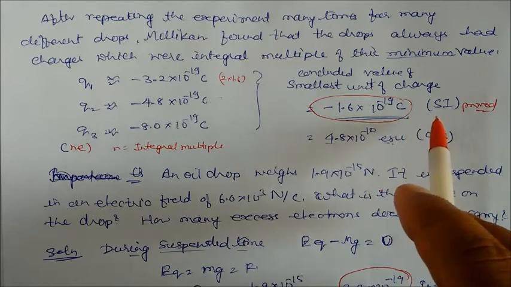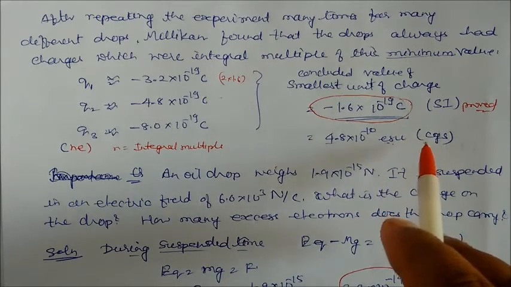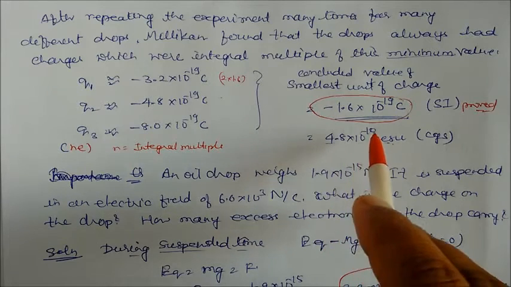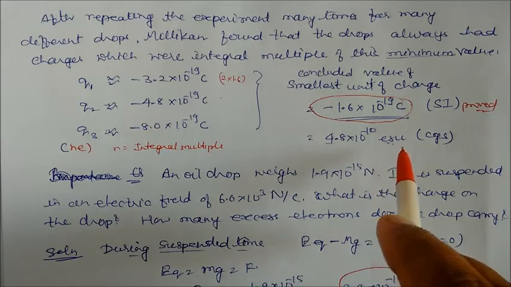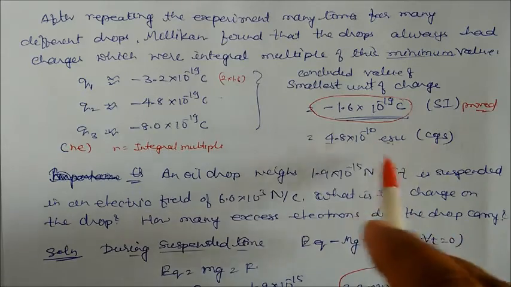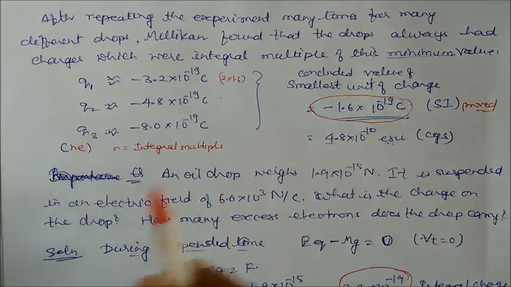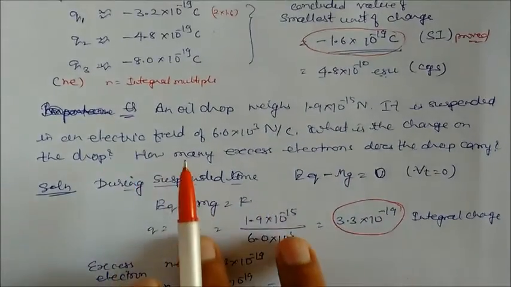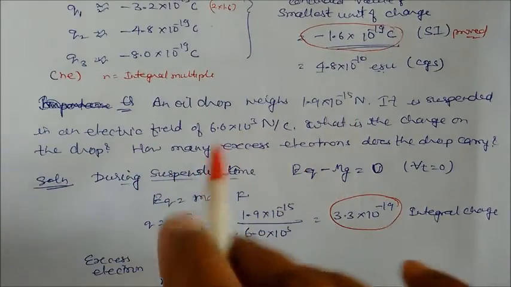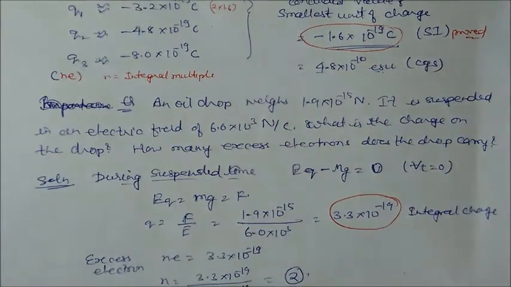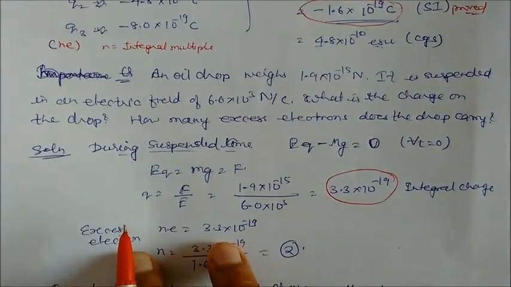This is in terms of SI units. In terms of CGS, we can say that this is 4.8 into 10 power minus 10 electrostatic units. So this is in terms of CGS, and this is in terms of coulomb. Okay, so now we got how Millikan found the minimum value of the charge, that is 1.6 into 10 power minus 19 coulomb. Now let us see some numericals.